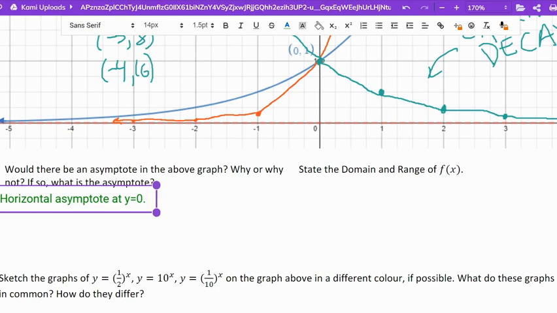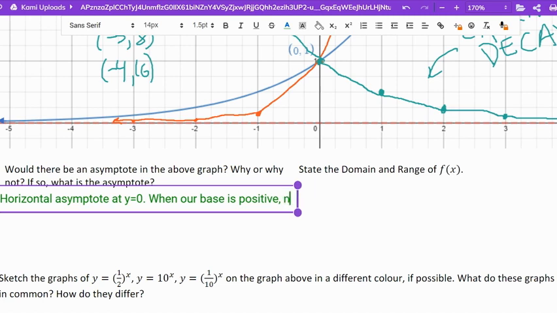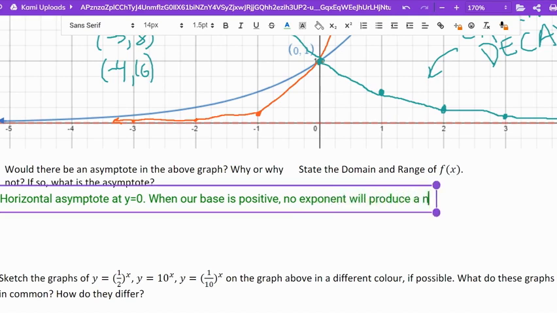When our base is positive, no exponent will produce a negative value. What's the key word here? Positive base. Notice all of our bases were positive, right? We'll play around with a negative base, but just note that as long as you have a positive base, you are always going to have a positive value.